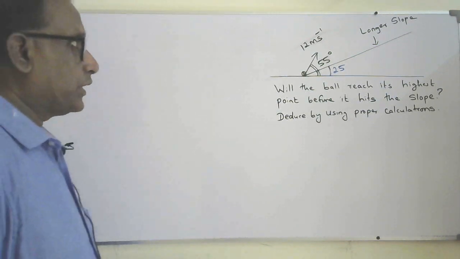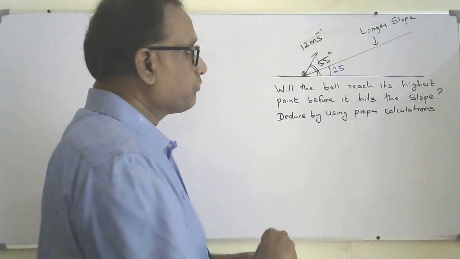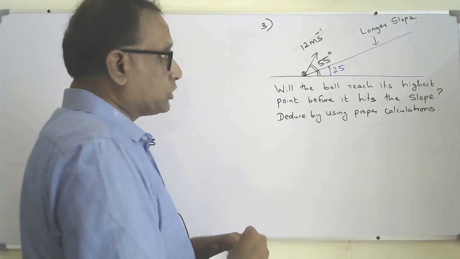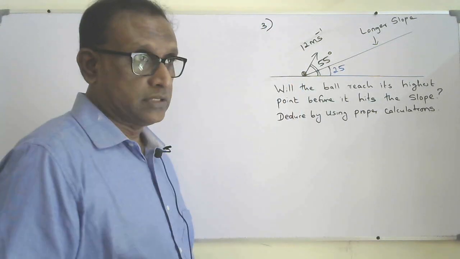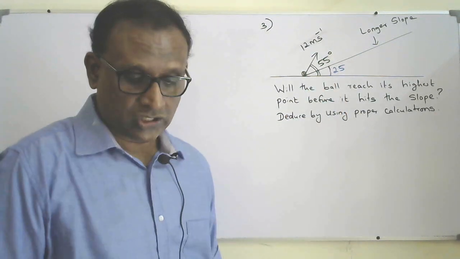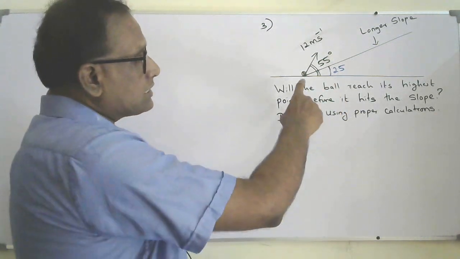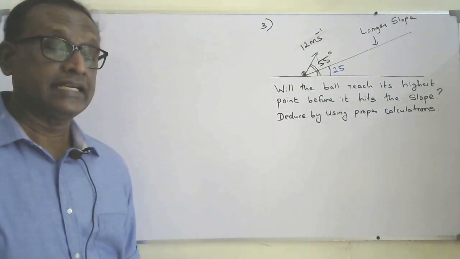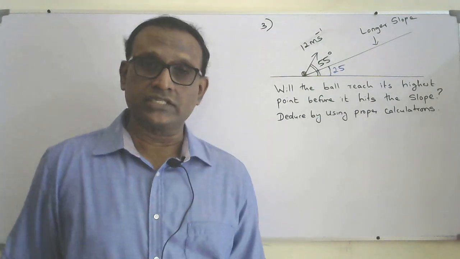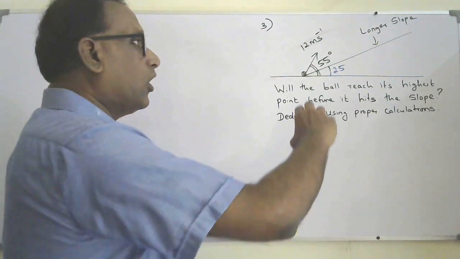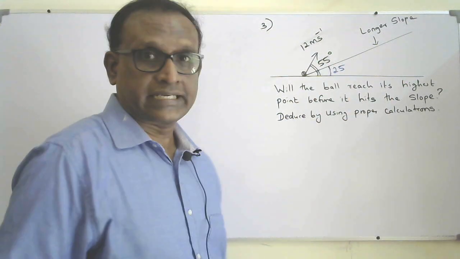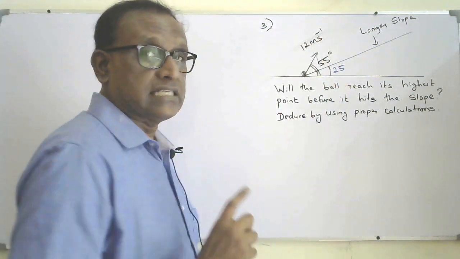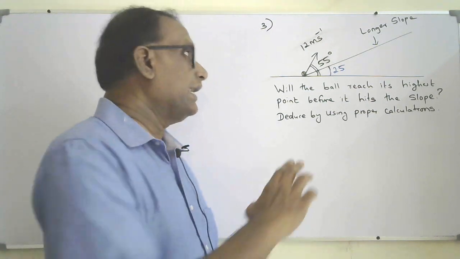Okay, so this is the third question. A ball is projected from the bottom of a slope. The slope makes an angle of 25 degrees with the horizontal line. The ball is projected at a velocity of 12 meters per second, and it makes an angle of 55 degrees with the horizontal line. So the ball moves on a projectile path. The question is, when the ball reaches the highest point, will the ball hit the slope?